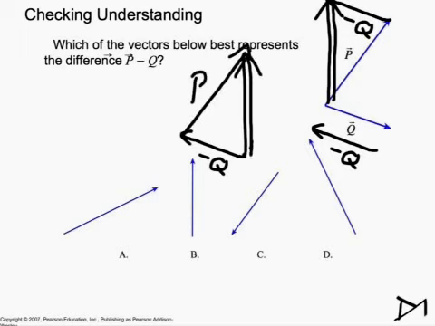I can go the other direction. Negative Q plus P gives me the resultant vector that I'm looking for here, and it gives me the same vector. I see negative Q plus P gives me the same vector as P minus Q. Sorry, negative Q plus P is equal to P minus Q. Again, this is the same thing as you learned in lecture.